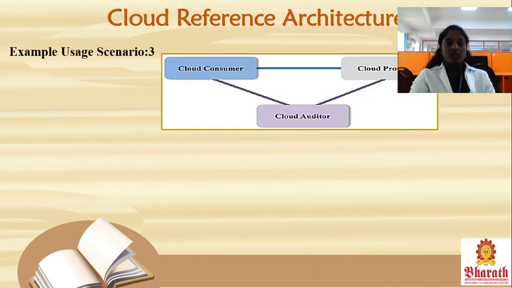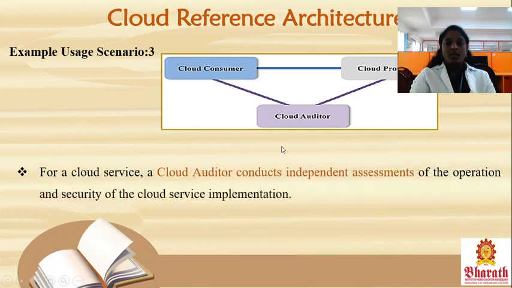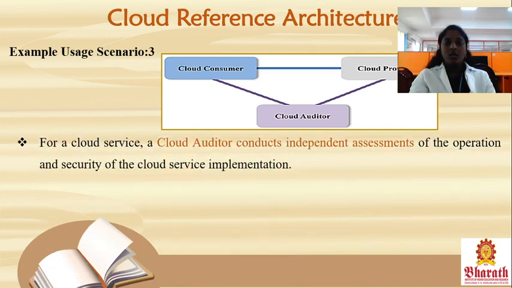This is scenario 3. In scenario 3, the cloud consumer directly contacts the cloud provider, and all the services are being audited by the cloud auditor. The cloud auditor conducts an independent assessment of the operation and security of the cloud service implementation. So if the cloud service should be improved, then we need to know how much you have used and how much we are getting benefited by the cloud providers.